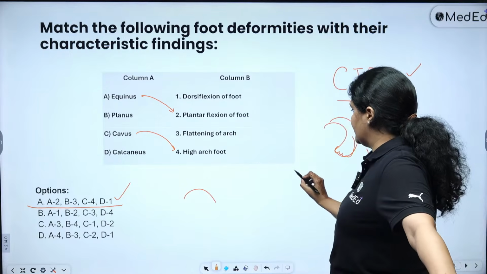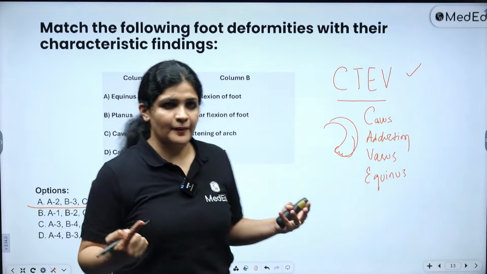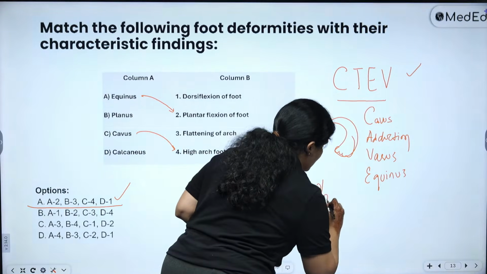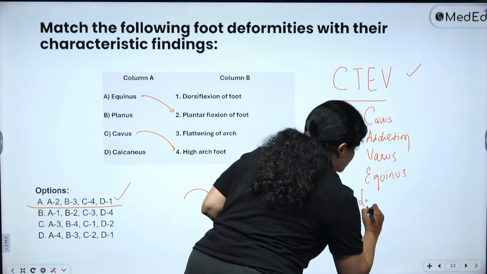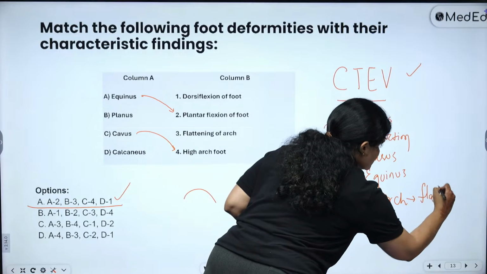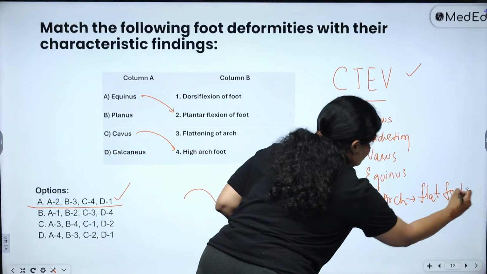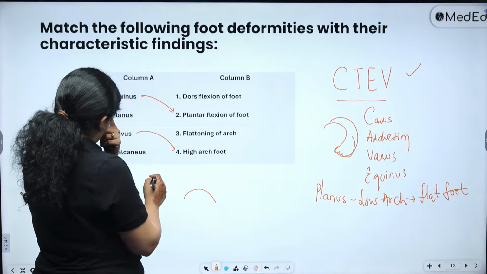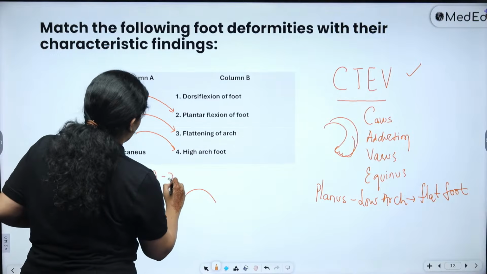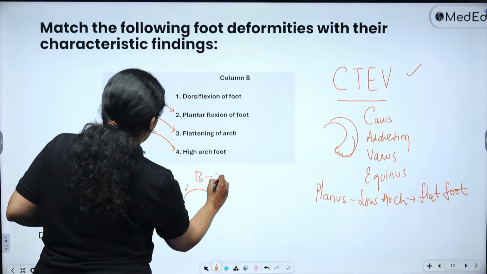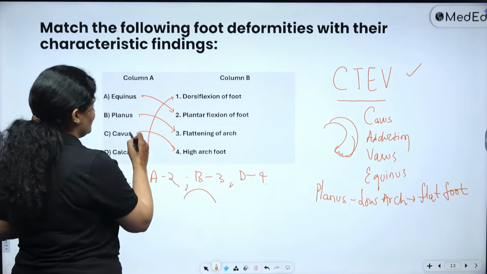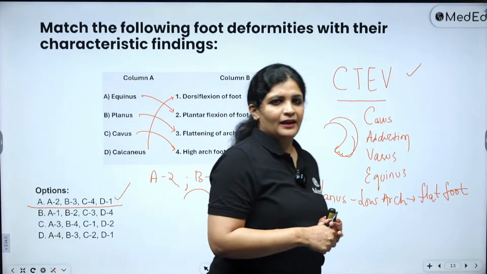Planus is nothing but the opposite of cavus. Whenever you see cavus, I told you it is a high arched foot. But planus is low arch, or the arch is absent, and this is called the flat foot. So pes planus is nothing but flattening of the arch. So A is 2, and B is 3, D is 4, and now the calcaneus has to be dorsiflexion of the foot, which is opposite to your equinus. Is that clear?